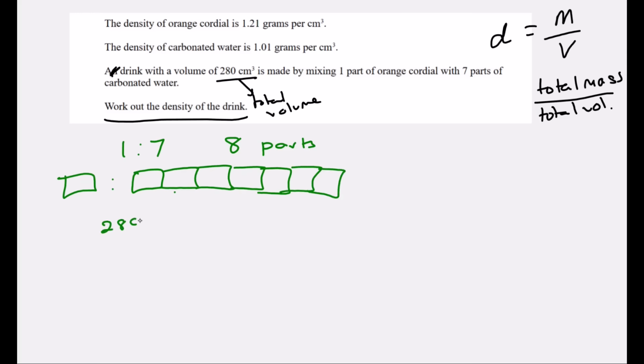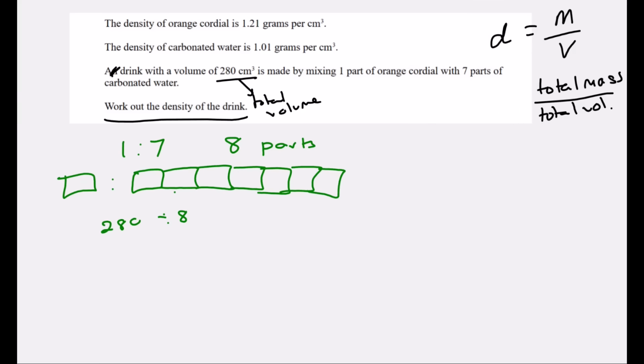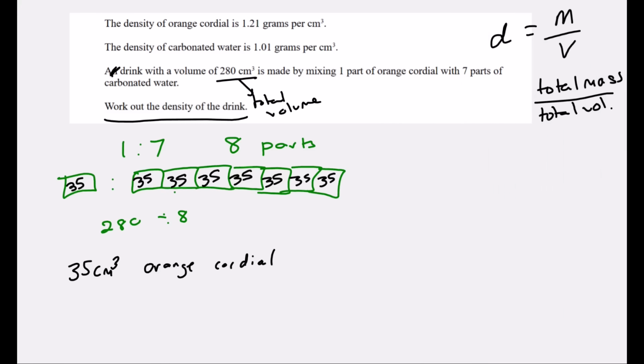So 280 divided by the 8 parts is 35 each. So we've got 35 centimeters cubed of orange cordial. And 35 times 7, which is 245 centimeters cubed of water.